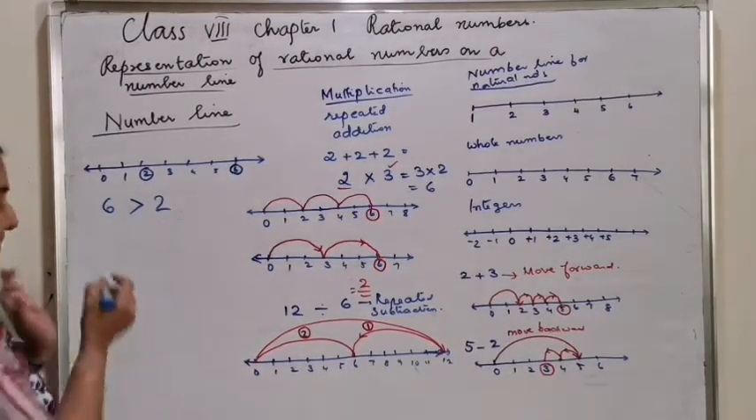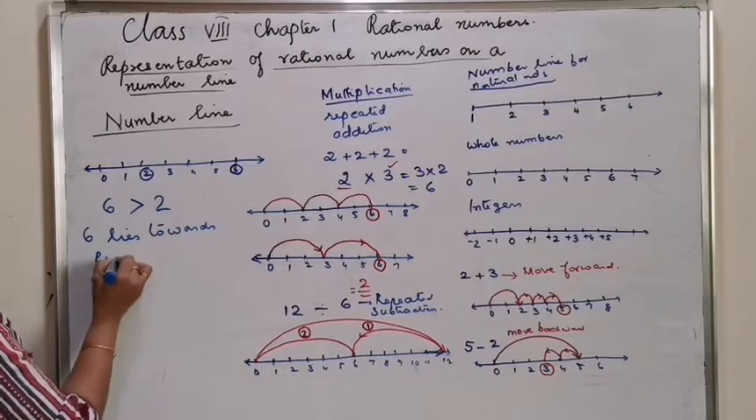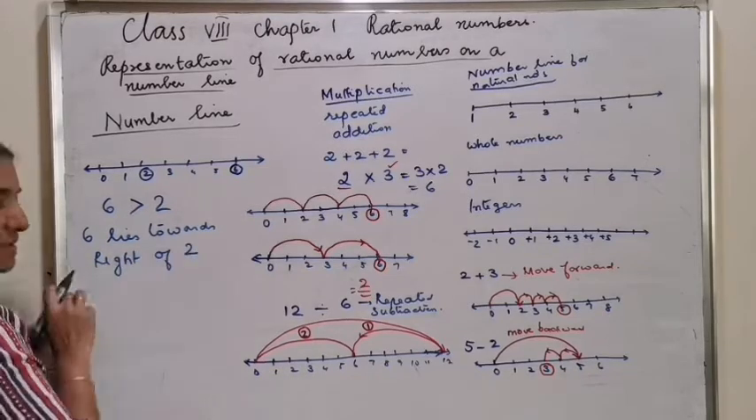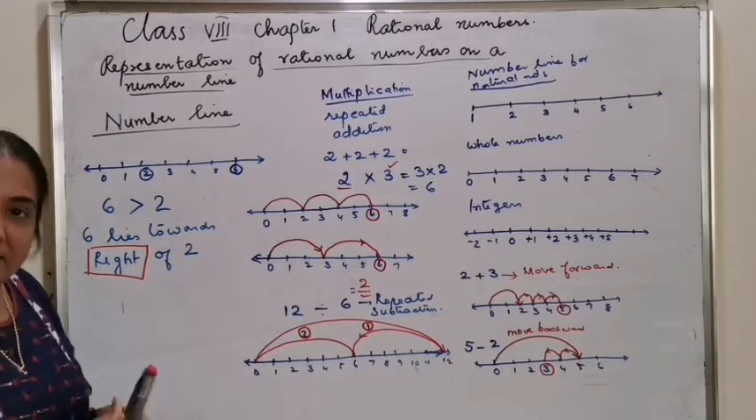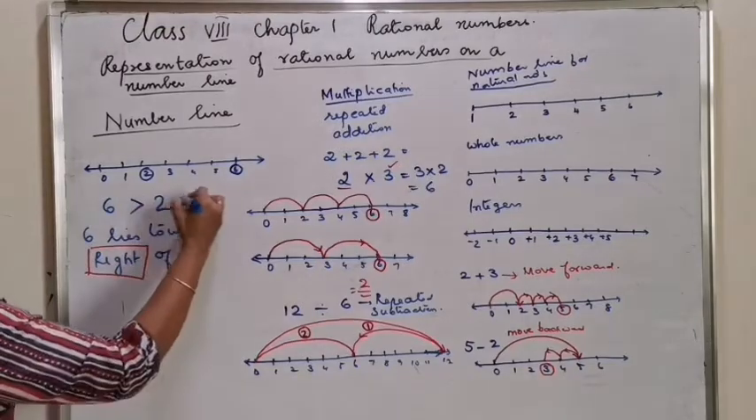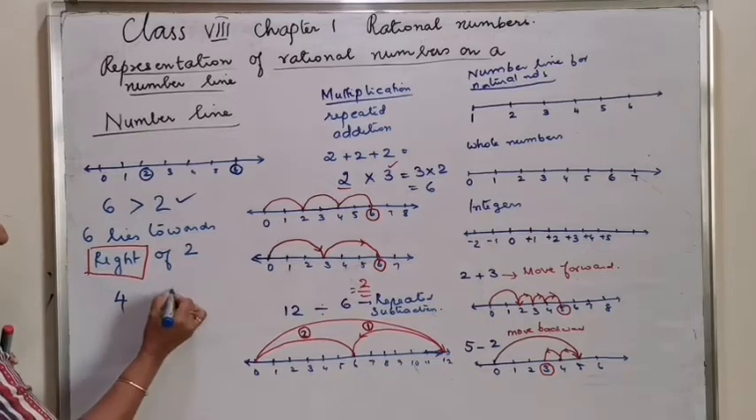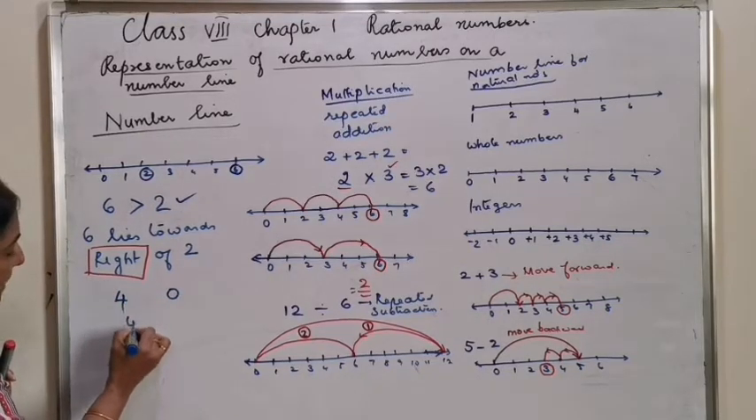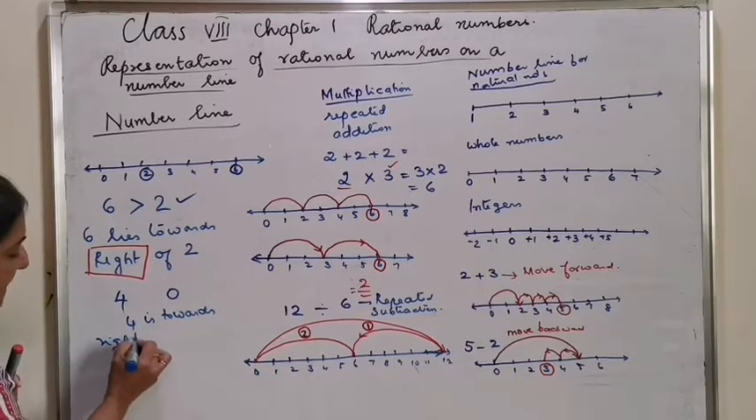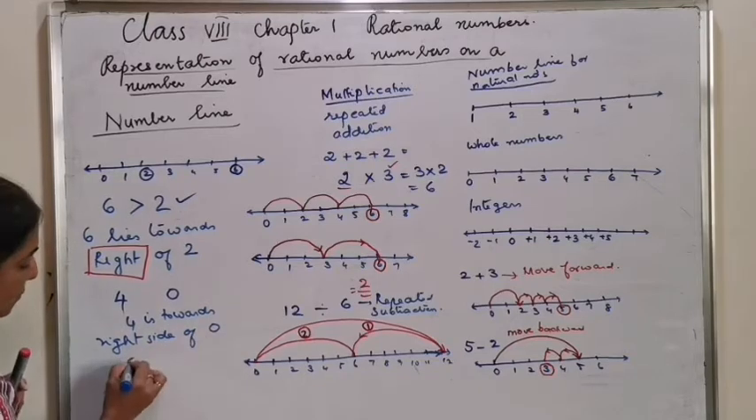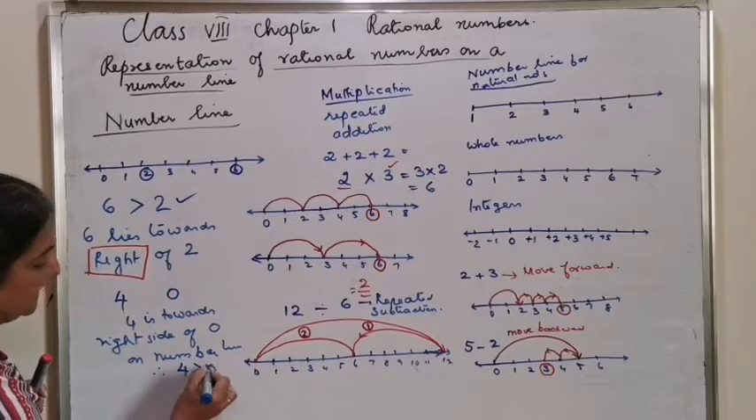How do you confirm? 6 lies towards the right of 2. That means if any number is towards the right of another number, it will definitely be greater. Same way, comparing 4 and 0, 4 is towards the right side of 0 on the number line. Therefore, 4 is greater than 0.